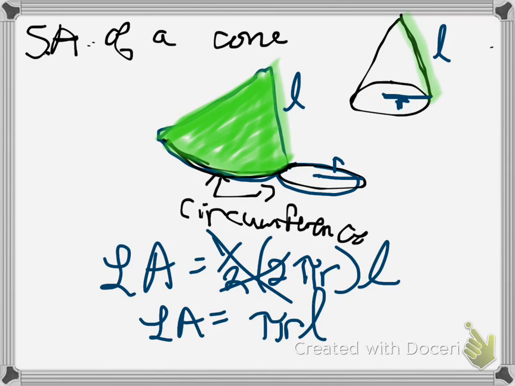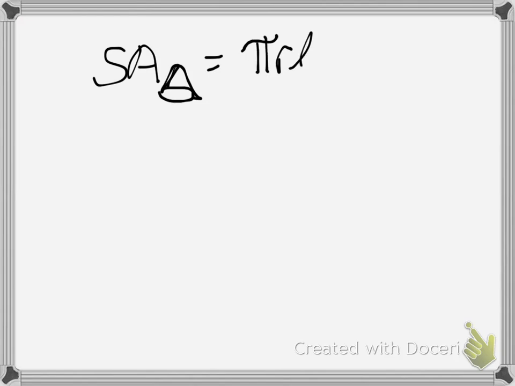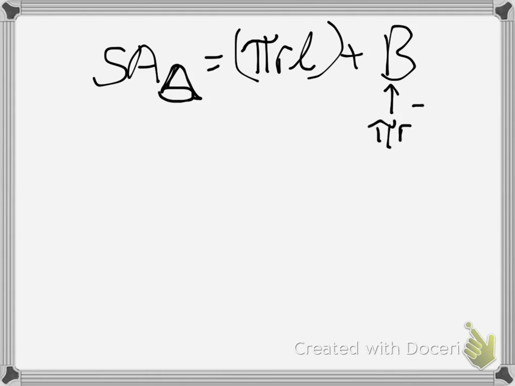Okay, so now we know that just our surface area of a cone equals pi r L plus our base area. And your base area here, you know, is going to be pi r squared because it's a circle. That one's constant.